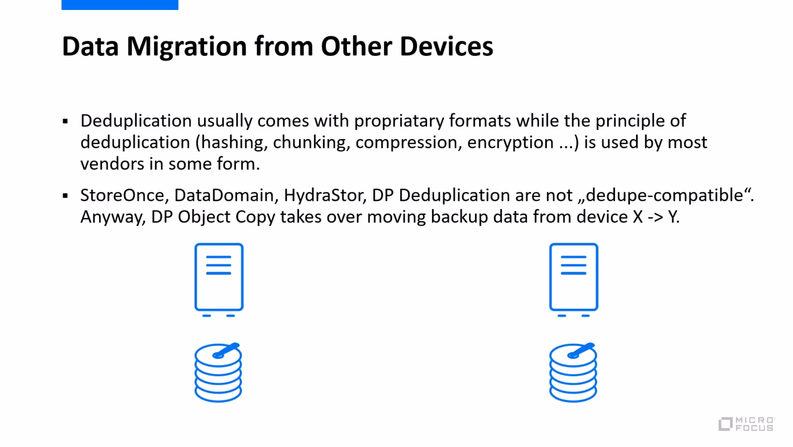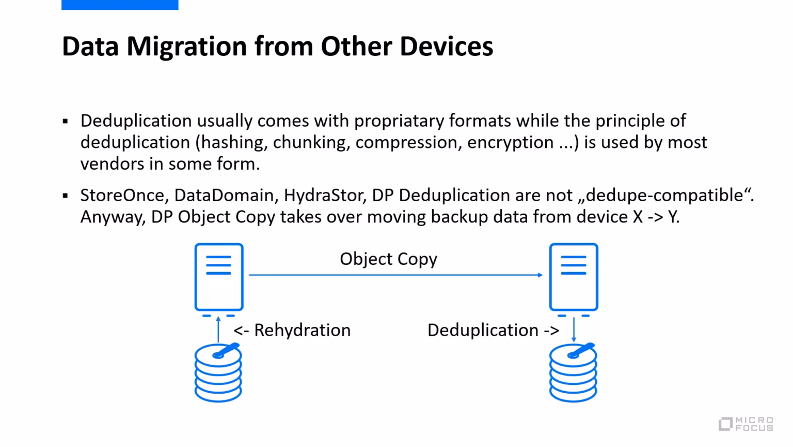Now, if customers want to migrate from a previous software store solution that we had, or from any other dedup device, then the following procedure will happen. Data is read from the original storage device, and data has to be rehydrated throughout that process. And the Data Protector object copy capability moves it over to the other side, in this case the DPD device, and deduplicates the data again.